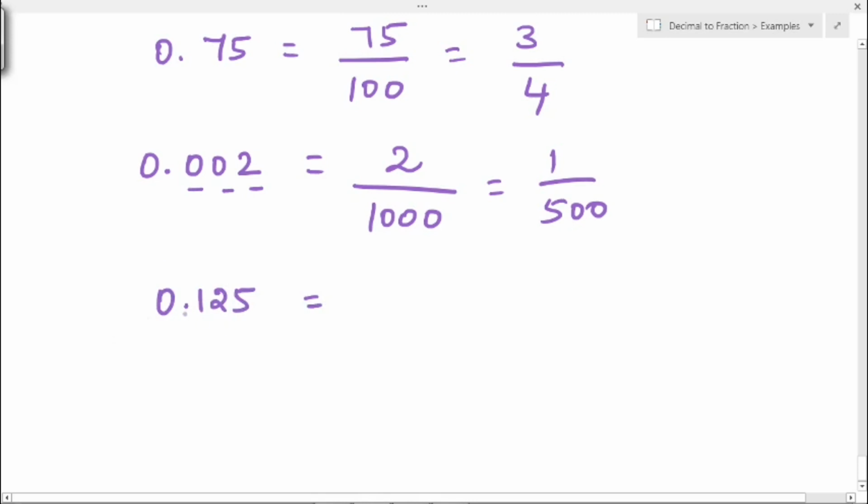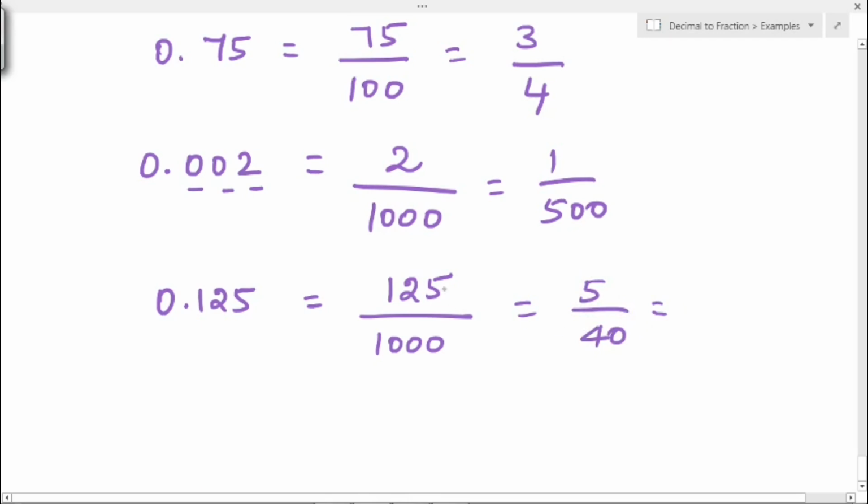Next we have, suppose, 0.125. After the decimal point, how many numbers do we have? 3 numbers, so that is divided by 1000. If we have 3 numbers, we have to divide it by 1000. And here we have 125, so you have to write it in the numerator. So 125 divided by 1000. If you simplify, you will get 5 divided by 40.